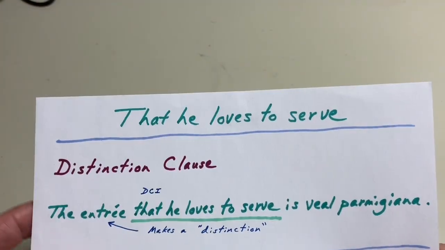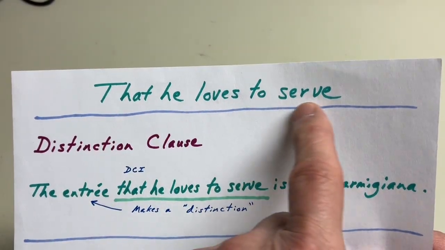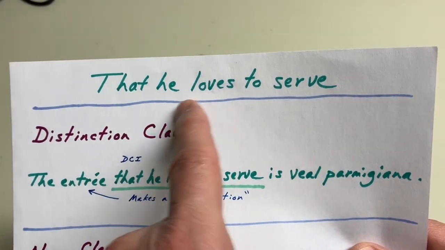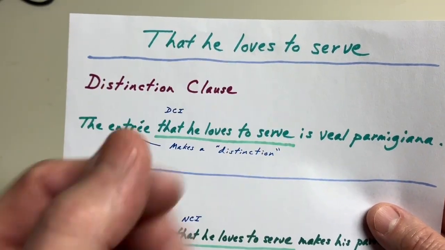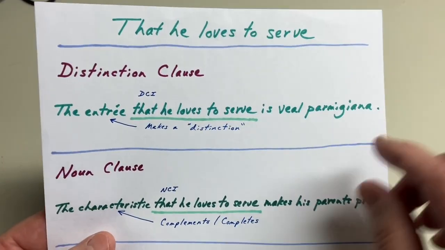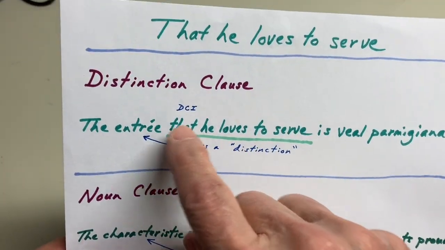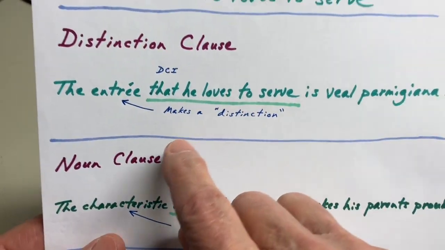Now let's look at a different clause. I've chosen "that he loves to serve," okay? That's a clause because it has a subject and a verb, all right? So it qualifies as a clause. Now, let's use that clause in this sentence, and we see that it functions as a distinction clause, okay?